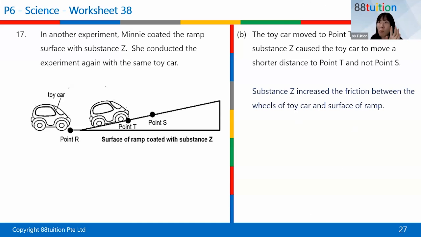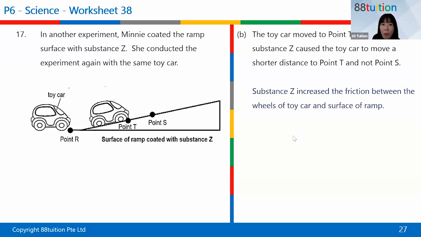So there's more friction between the toy car and the surface, not substance Z, the surface. Okay, cause more friction, good. Now, more gravitational force: substance Z cannot lead to more gravitational force because gravitational force is the pull of gravity from the center of the earth. Unless we change planet, then we can have different gravitational force. So substance Z increases the friction between the wheels of the toy car and the surface of the ramp. Can you see that? Increase friction between the wheels of the toy car and the surface of the ramp, not substance Z.